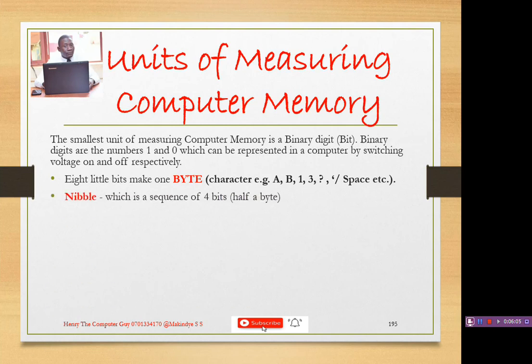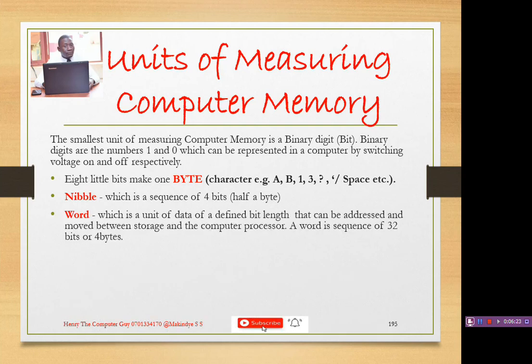Now, after getting my byte, which is a combination of 8 bits, if I divide that by 2, it gives me 4 bits. That means that we form what we call a nibble. So a nibble is a sequence of 4 bits, or half a byte.